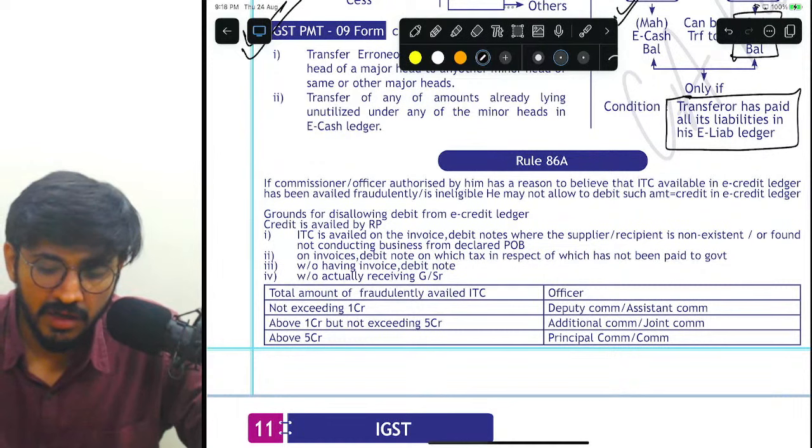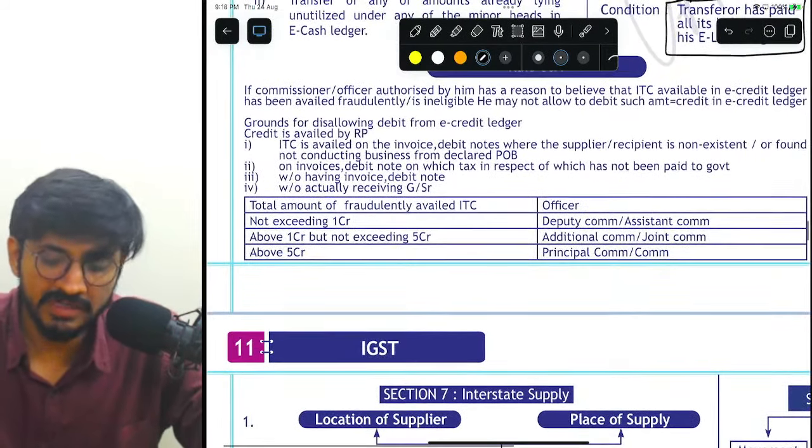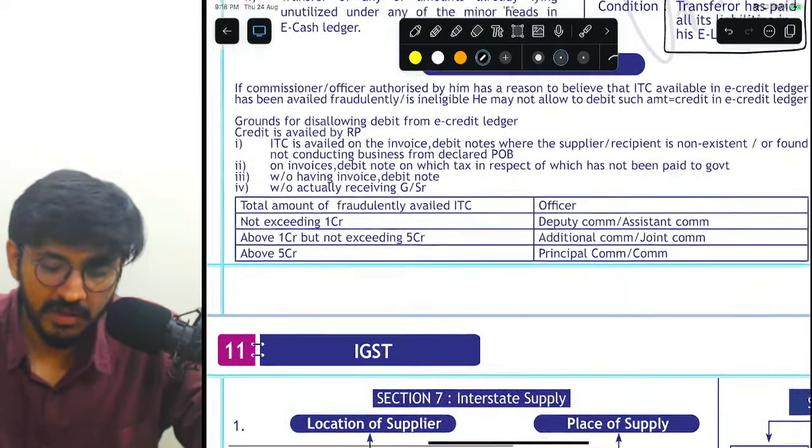And every officer has a different authority to disallow the debit. For example, the assistant commissioner and deputy commissioner, amount not exceeding 1 crore. The additional commissioner and joint commissioner, 1 crore to 5 crore. The principal commissioner and commissioner, amount above 5 crores. Is that very clear, my dear friends?